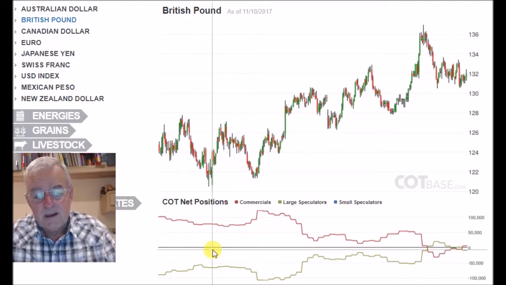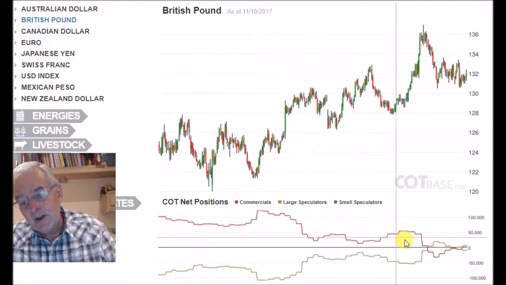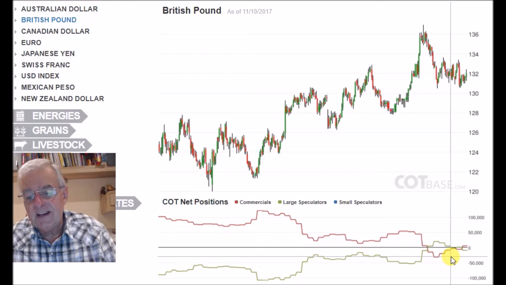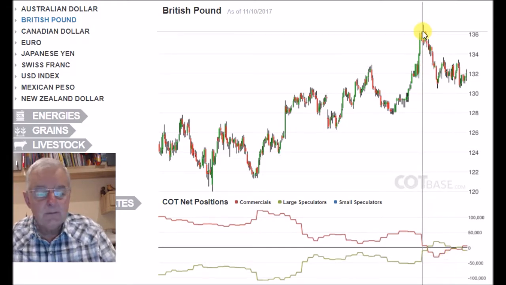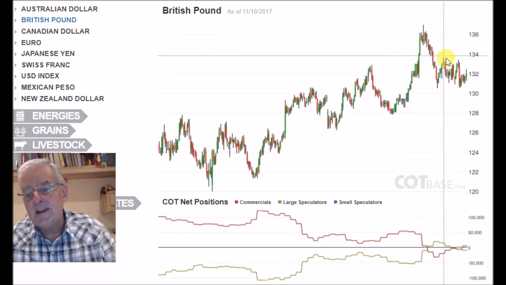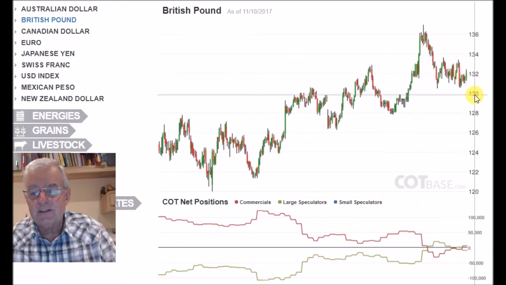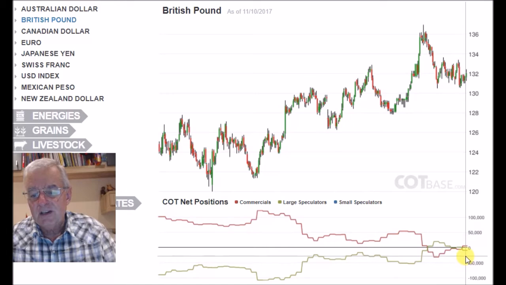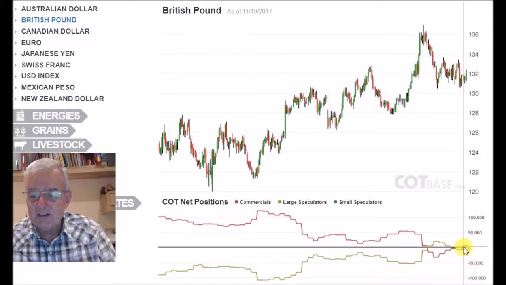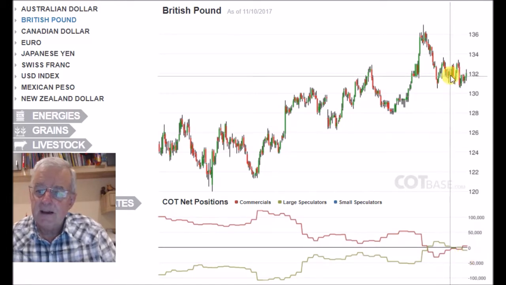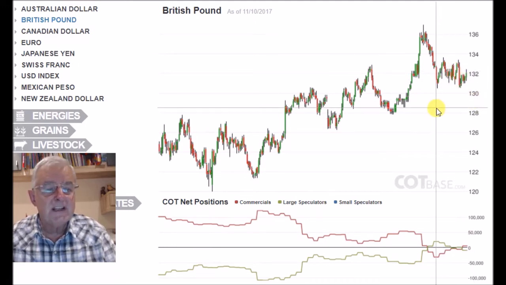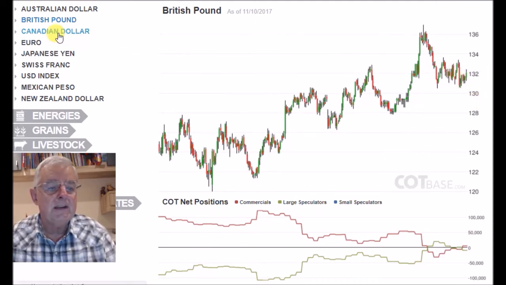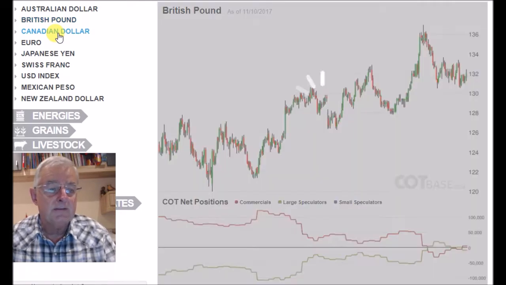British pound, we've come down off the highs and hit the lows, and after this rise in the value of the British pound, I'm expecting a little bit more downside on this, but you can't actually get a very clear indication off this chart at the moment, in my opinion. But I am expecting more downside on the US dollar for the British pound.